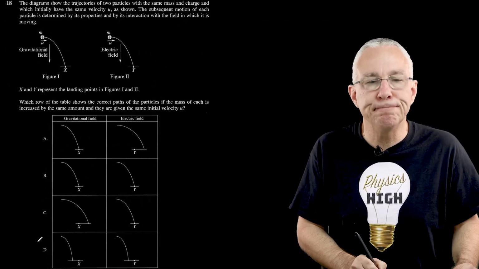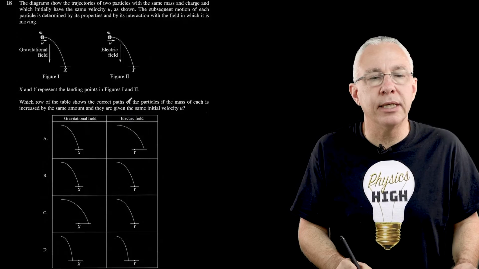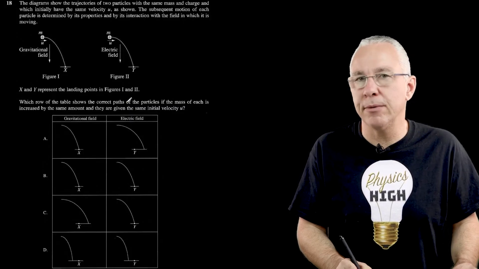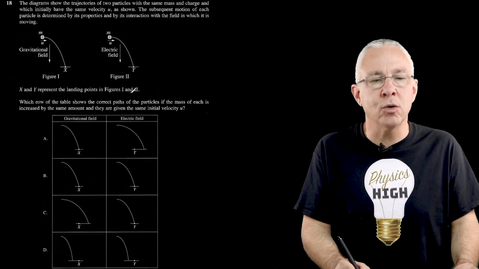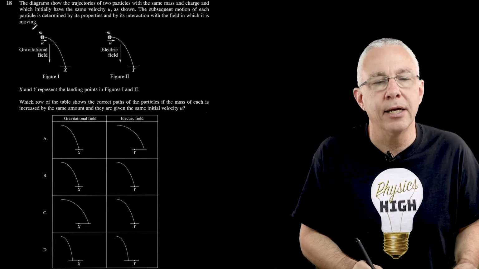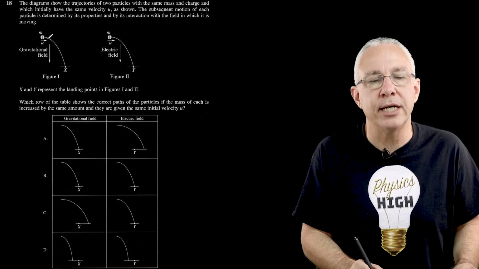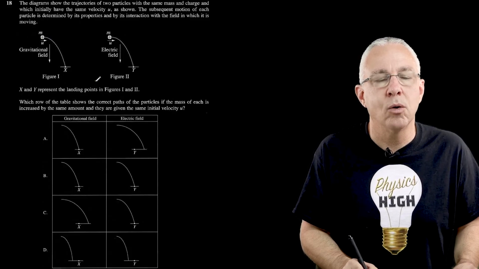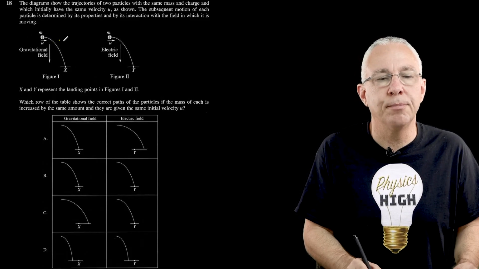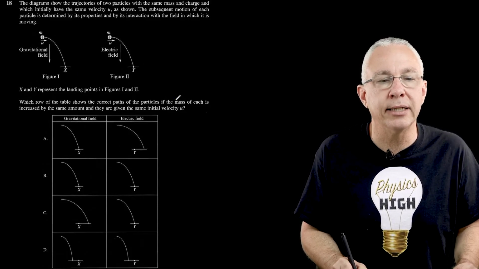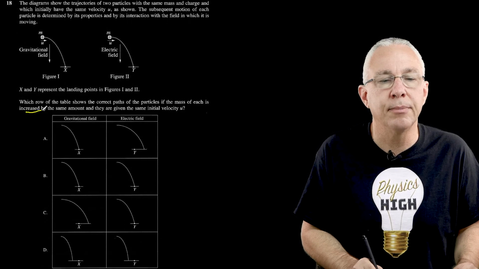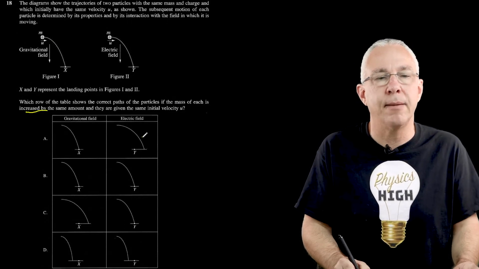Question number 18. Now 18 looks at the behavior of particles both within a gravitational field and an electric field. I won't read the whole question, but we're asked basically that if there is a change in mass, what will happen to the path in respect to where it lands? And it's important that the mass is increased by a certain amount, by the same amount.